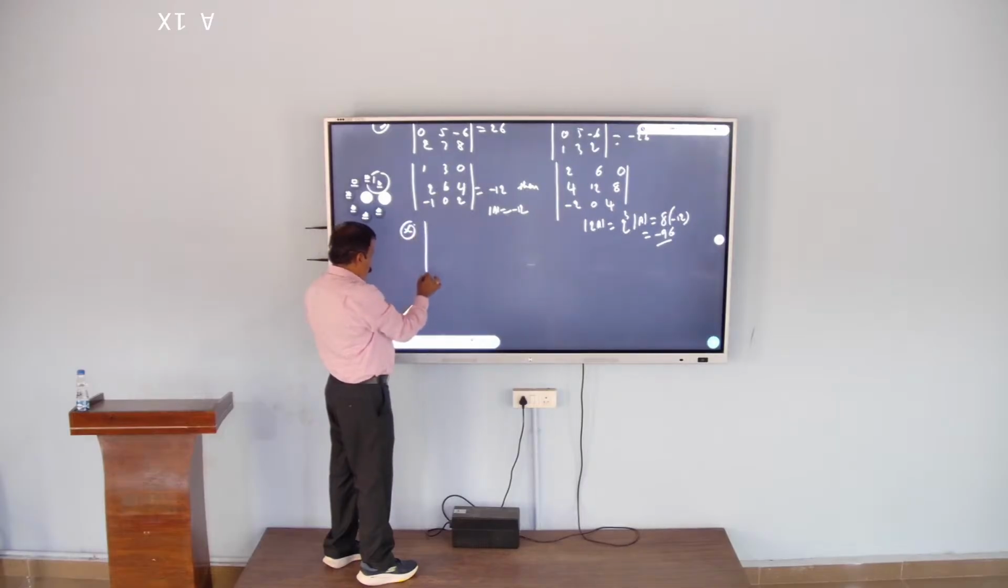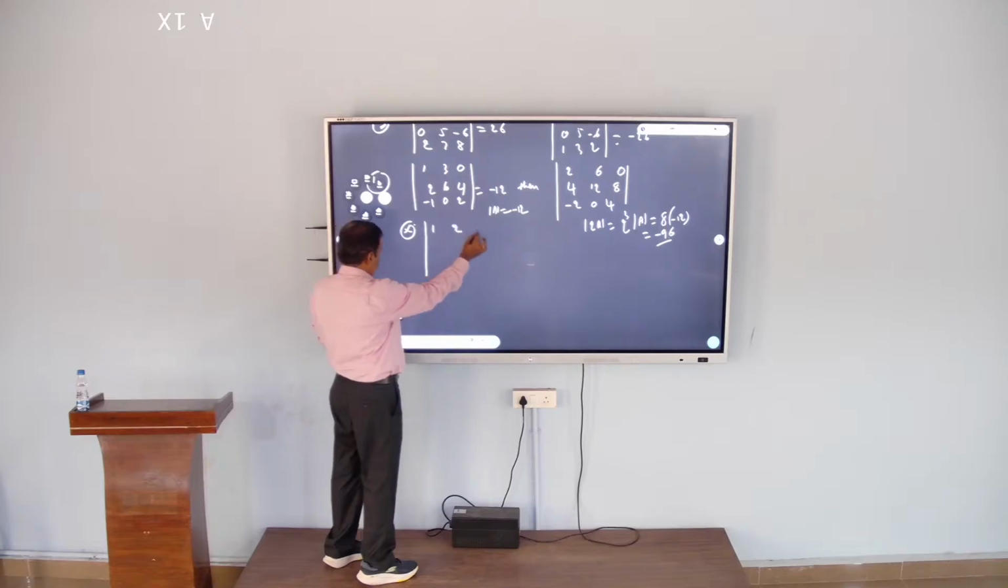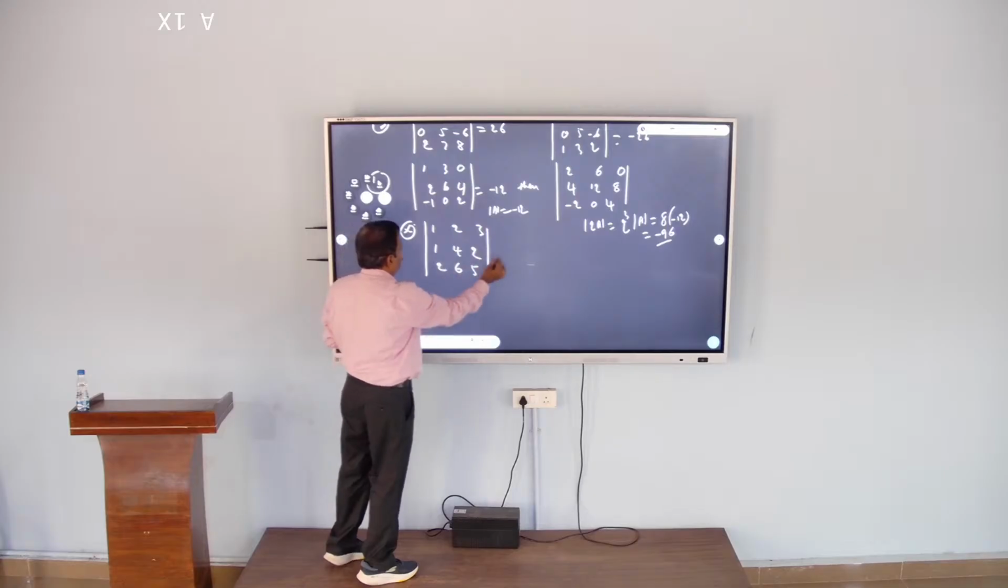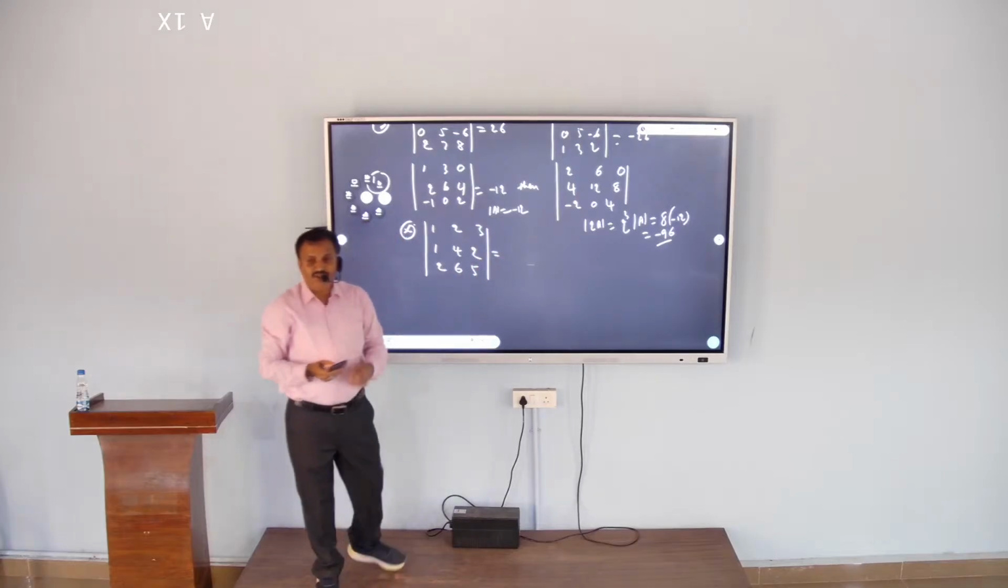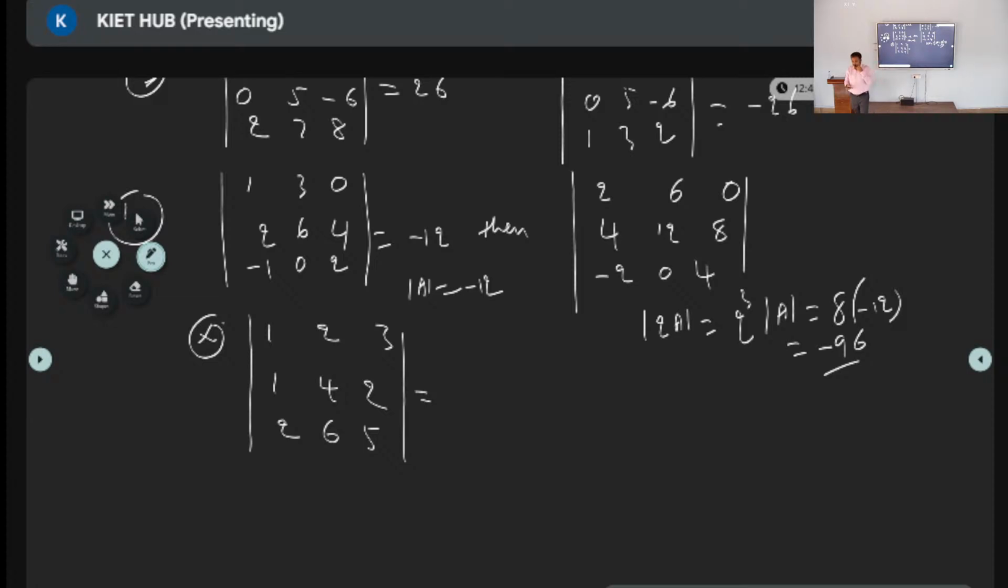Determinant of the matrix 1 2 3, 1 4 2, 2 6 5. All of you try this question. What is its determinant value? What is the answer?